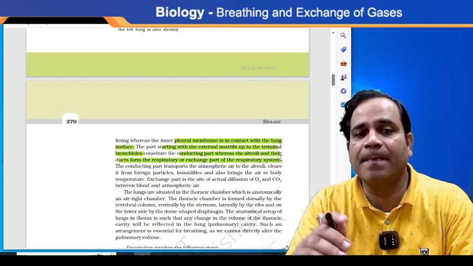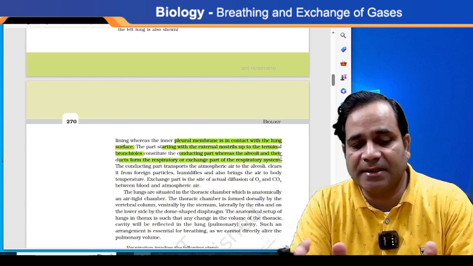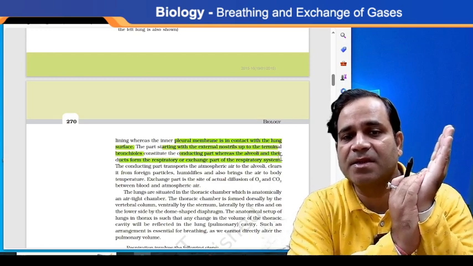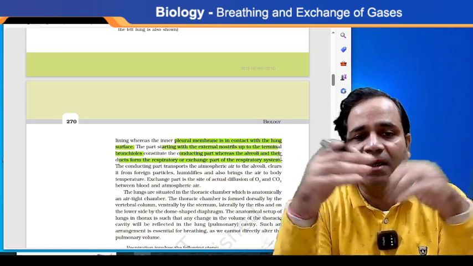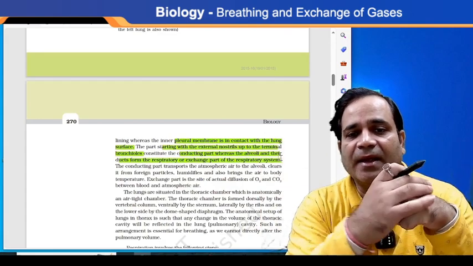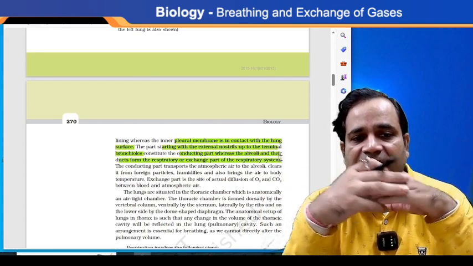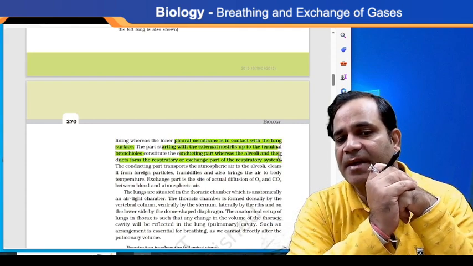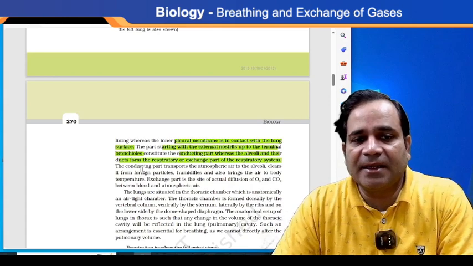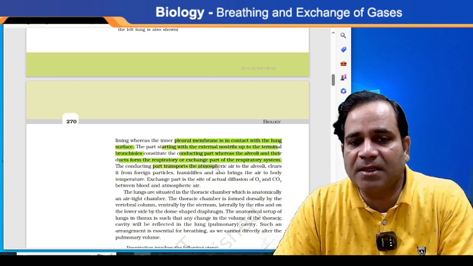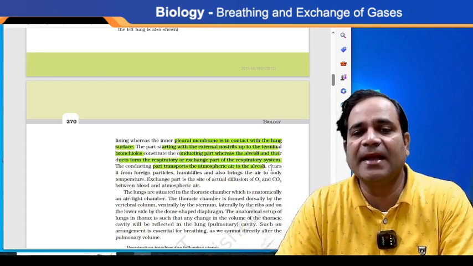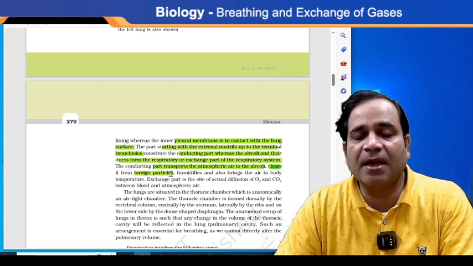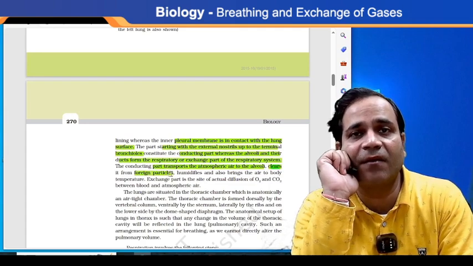Whereas the alveoli and their ducts form the respiratory or exchange part of the respiratory system, my dear. Now here the conducting part transports the atmospheric air to the alveoli and clears it of foreign particles. And you know how it clears the foreign particles?